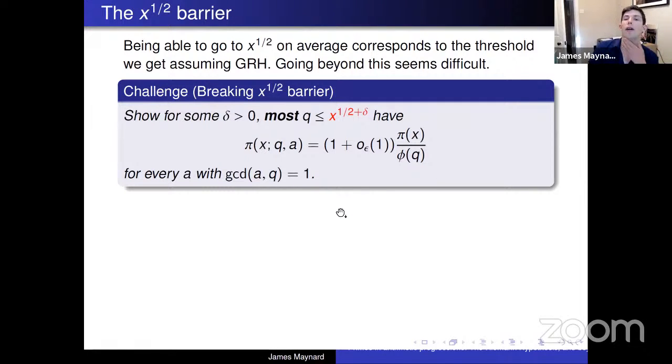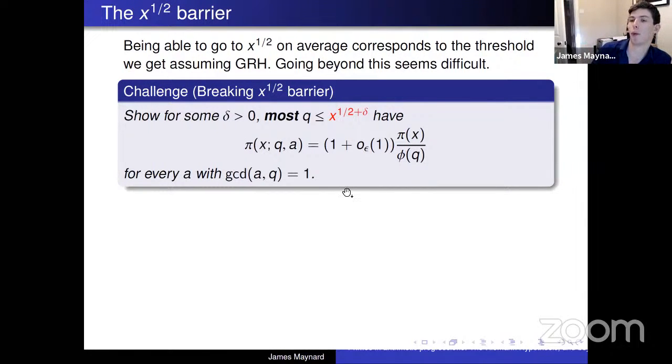And psychologically, I find this a very appealing problem, precisely because square root of x is exactly this Riemann hypothesis barrier, and it's morally saying something which is going slightly beyond the Riemann hypothesis in some sense.